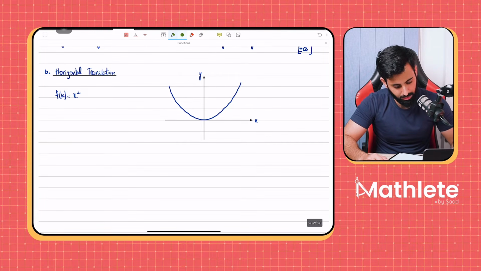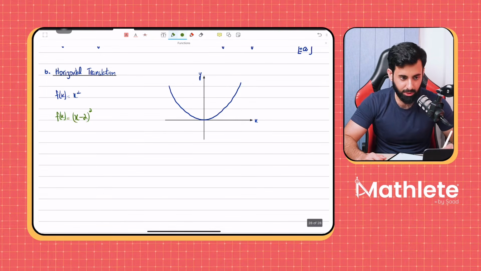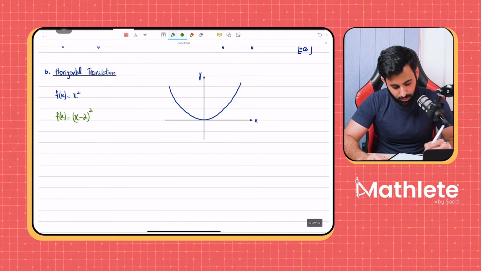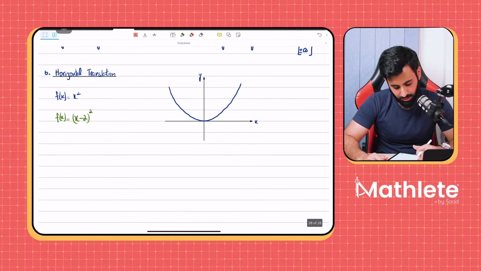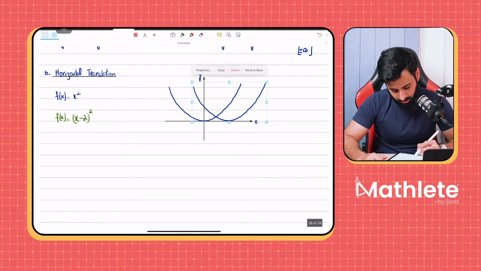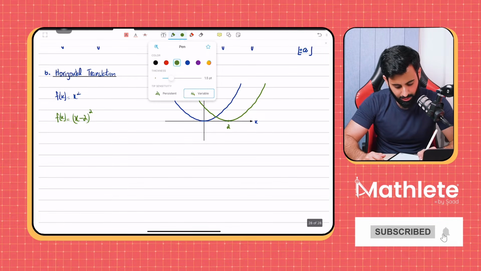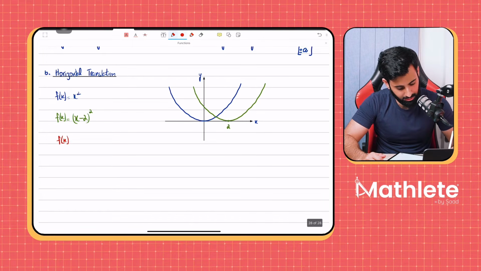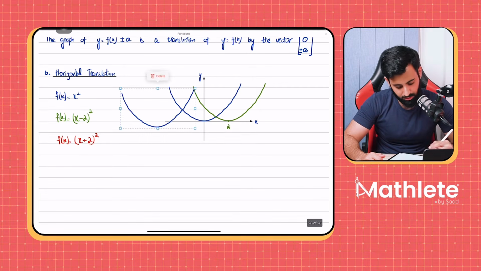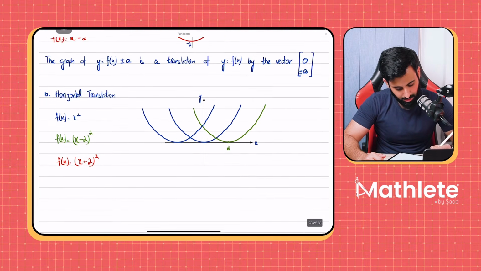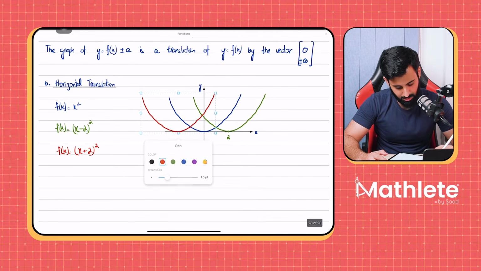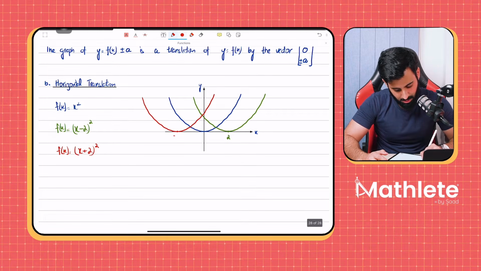Now, if I want to draw f of x equals (x minus 2) the whole thing squared, what's going to happen is that the graph will move 2 units towards the right. So that means the new graph is going to look something like this. Let me change the color. There you go. And then similarly, if I want to draw f of x equals (x plus 2) the whole thing squared, that means now the graph will move 2 units towards the left, and it's going to look something like this. Let me change the color. There you go. And this is minus 2.